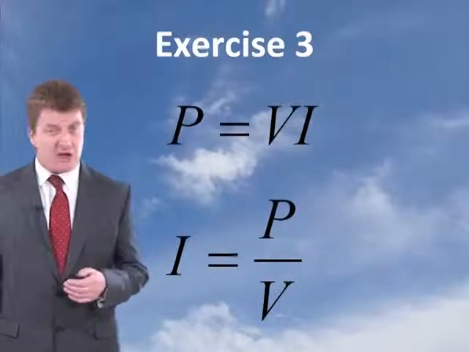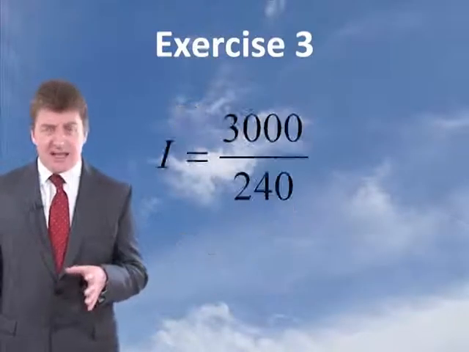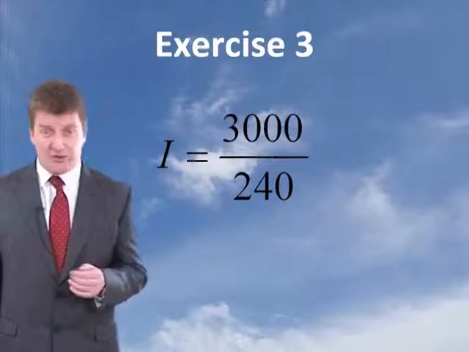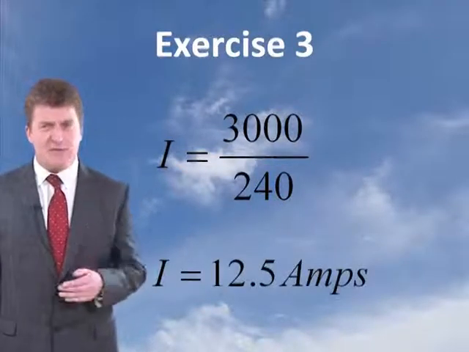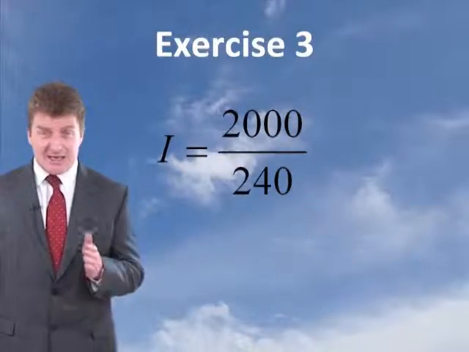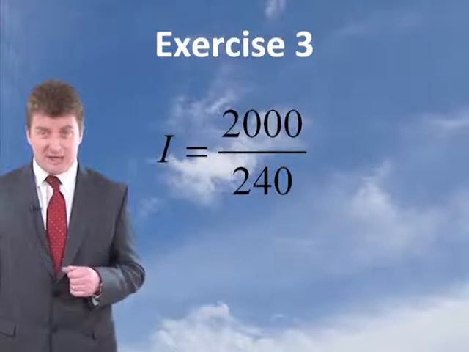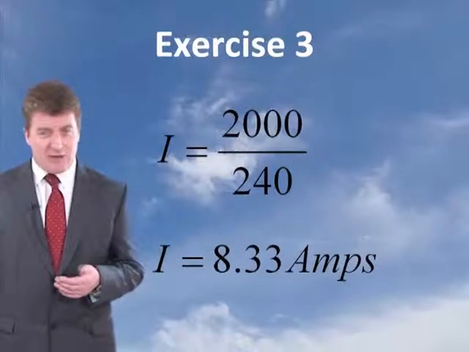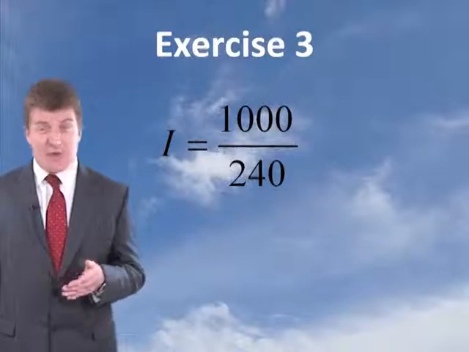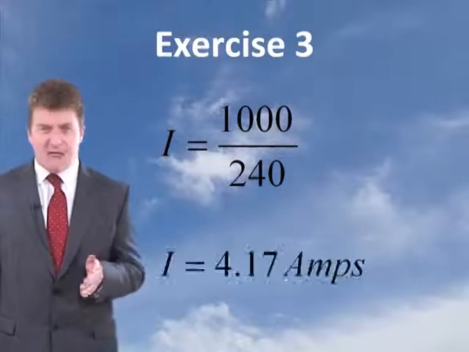So let's determine the current through the heater. Well, we know that I equals 3000 divided by 240, it's 240 volts. This gives us 12.5 amps. So that's the current running through the heater. Through the kettle, it's I equals 2000 divided by 240, which gives you 8.33 amps. And the current through the computer is I equals 1000 divided by 240, which is 4.17 amps.